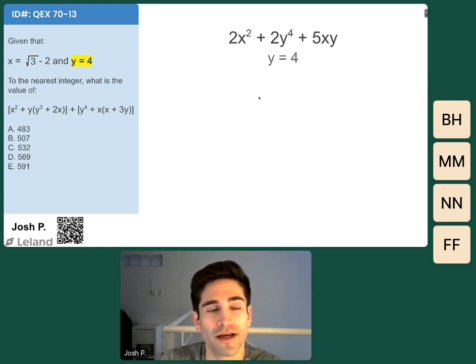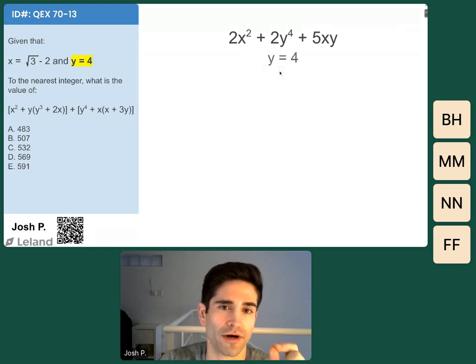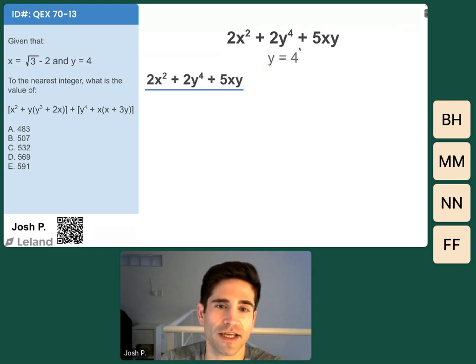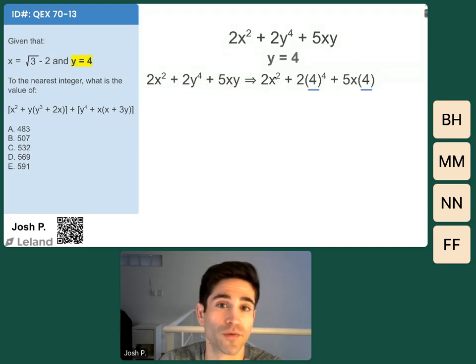And now we can apply or input the values for each variable respectively. So y equals 4. Let's input this into the operation we have right here. Basically, 2x squared plus 2 times y to the fourth plus 5xy becomes 2x squared plus 2 times 4 to the fourth plus 5x times 4.